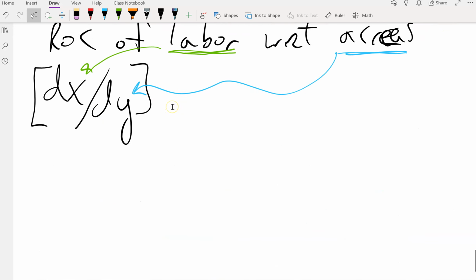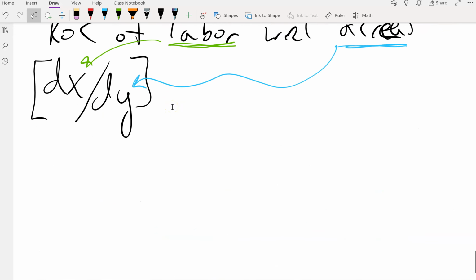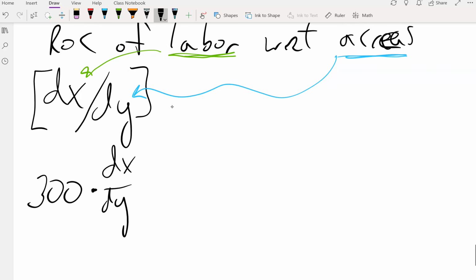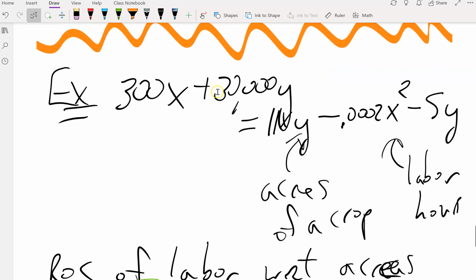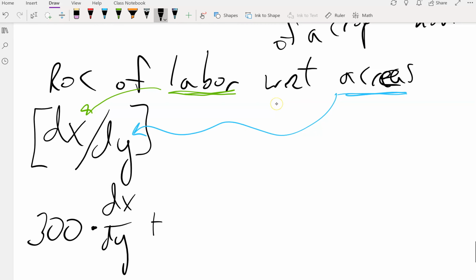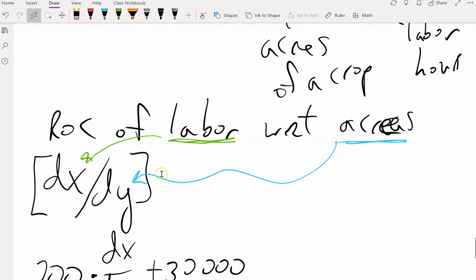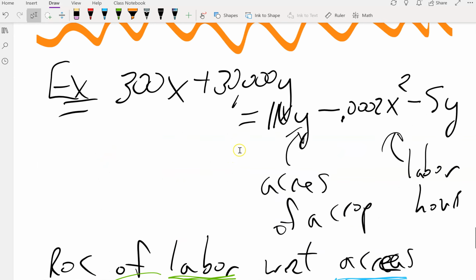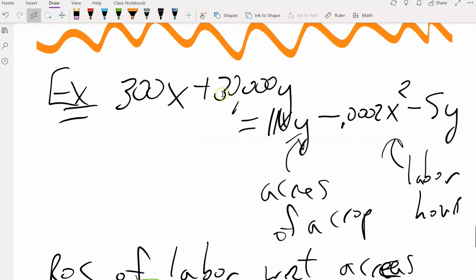300x. Well, let's take some derivatives. Derivative of 300x should be 300, but that was an x, not a y. That's why the dx/dy. Derivative of 30,000y is 30,000, and so I'm going to leave it as 30,000. And that's a y, and the bottom letter is y, and so it matches. So the left-hand side is done.